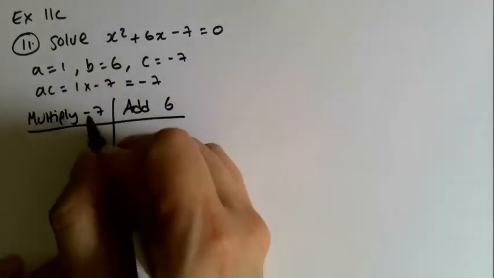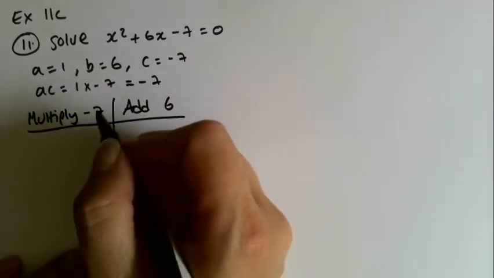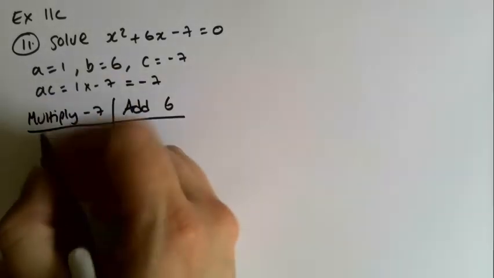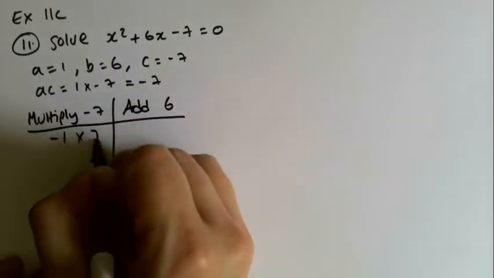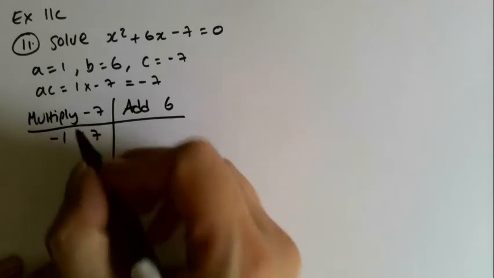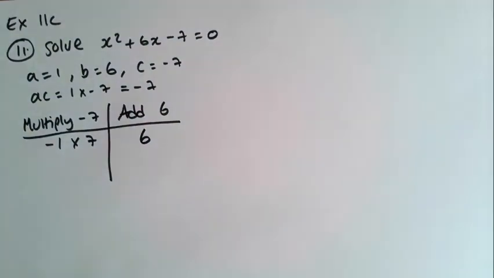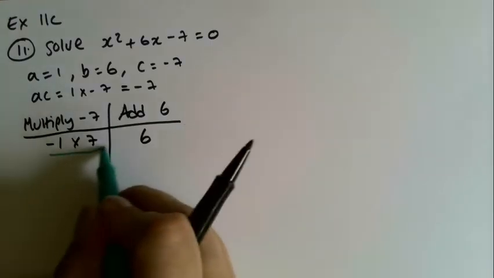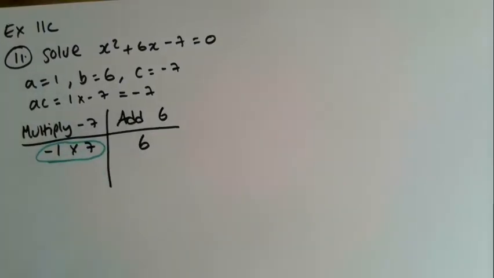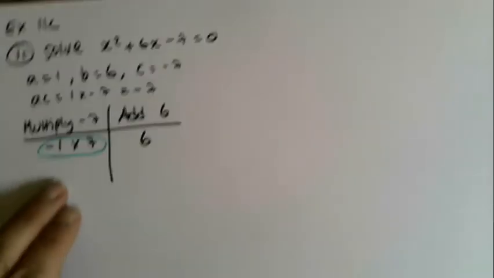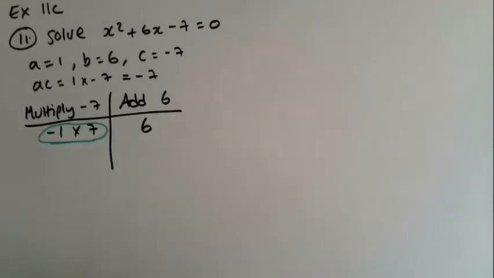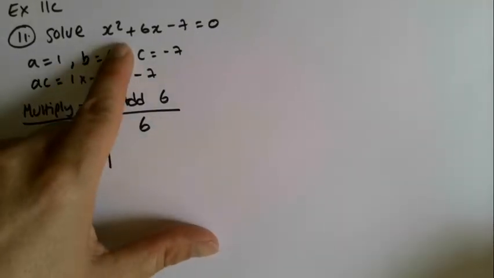So if they're multiplying to give us a negative, that means one of them must be negative and one of them must be positive. So minus 1 multiplied by 7 gives us minus 7. If I add these two together, I get 6. So I've got it straight away, but remember it doesn't always work out straight away like that. Anyway, so then we take our equation.